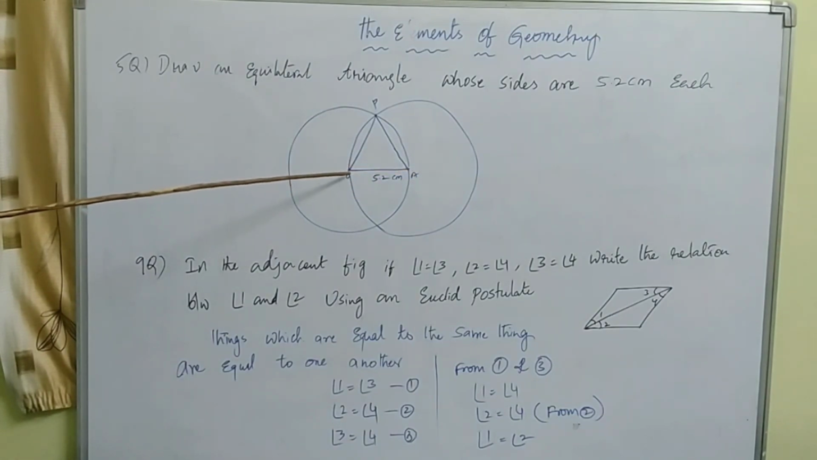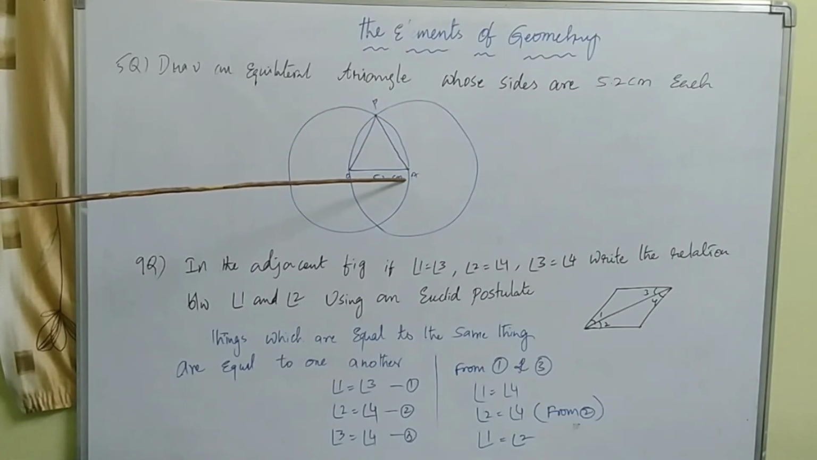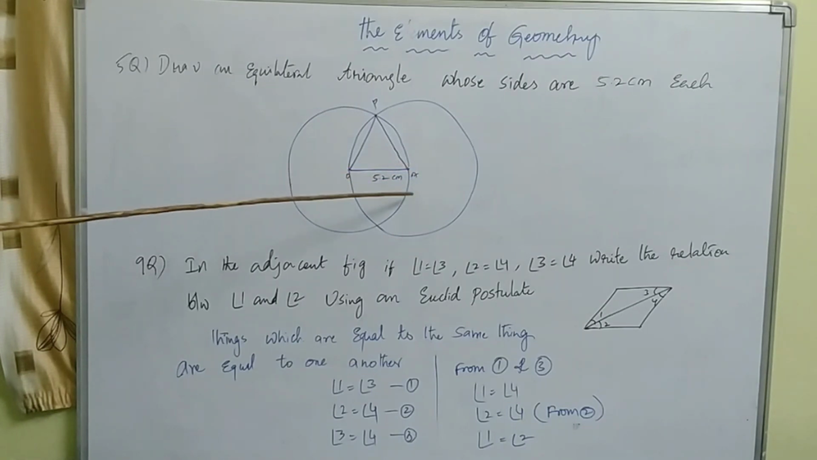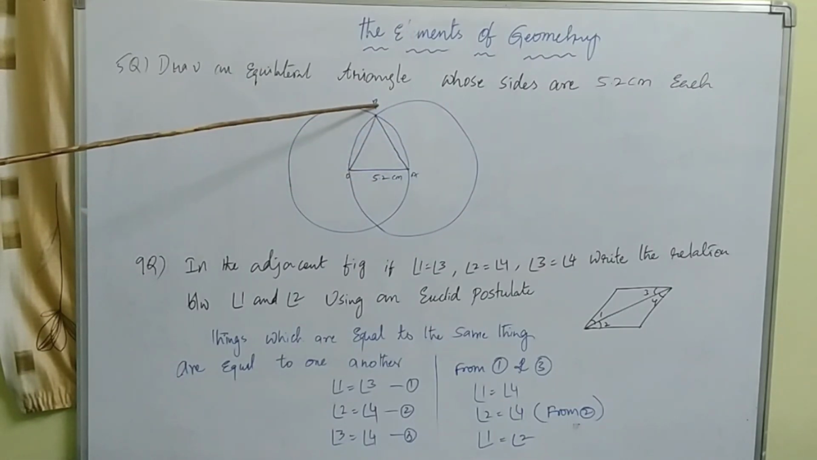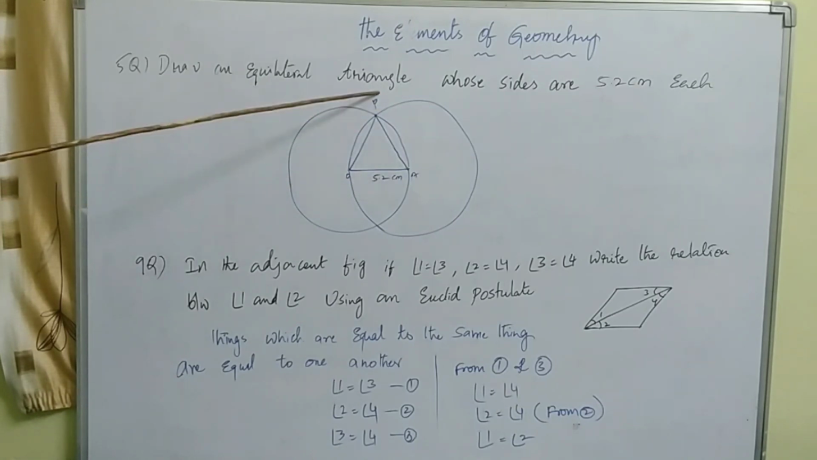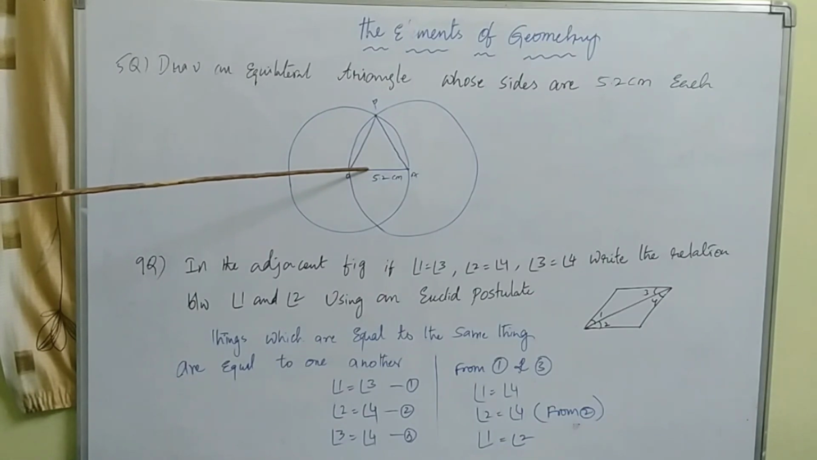So here O is the center, OA is radius. Draw a circle with radius 5.2 centimeters. Here also A is the center, OA is the radius. Let's draw another circle. These two circles meeting point is P. Join OP and AP. This is the required equilateral triangle.